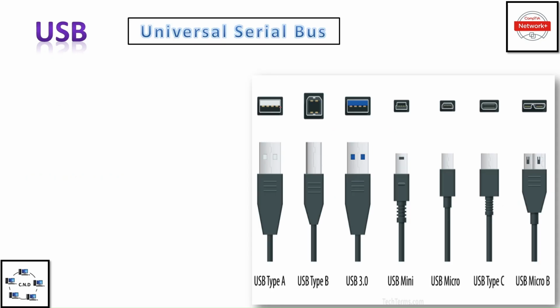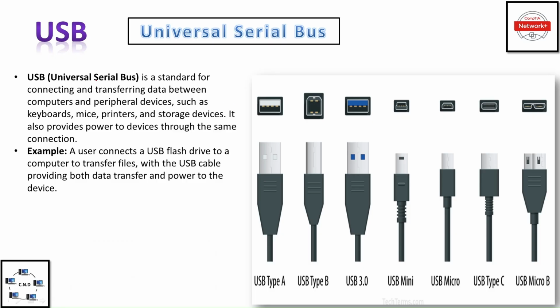USB, that is Universal Serial Bus. So USB, or Universal Serial Bus, is a standard for connecting and transferring data between computers and peripheral devices such as keyboards, mice, printers, and storage devices. It also provides power to devices through the same connection. Example, a user connects a USB flash drive to a computer to transfer files, with the USB cable providing both data transfer and power to the device.